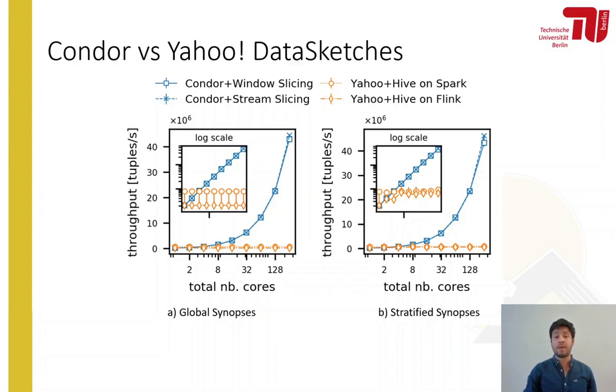More interestingly, we observed that Condor's implementation scales linearly with the number of available cores and outperforms Yahoo by more than 1 order of magnitude when using a parallelism of 256. It can achieve this thanks to its divide and conquer design, making better use of the system's parallelism, while Yahoo's implementation computes the global sketches centralized.